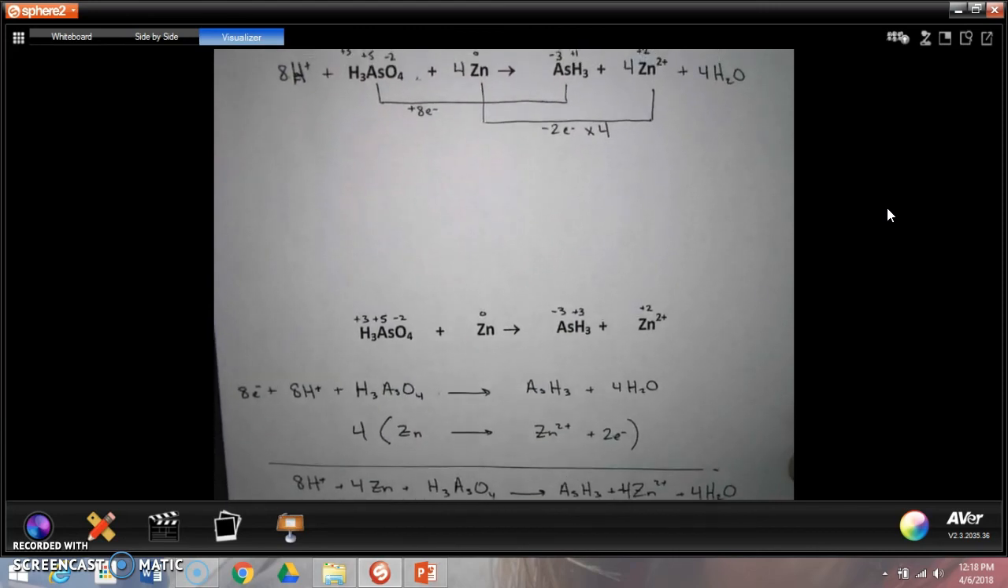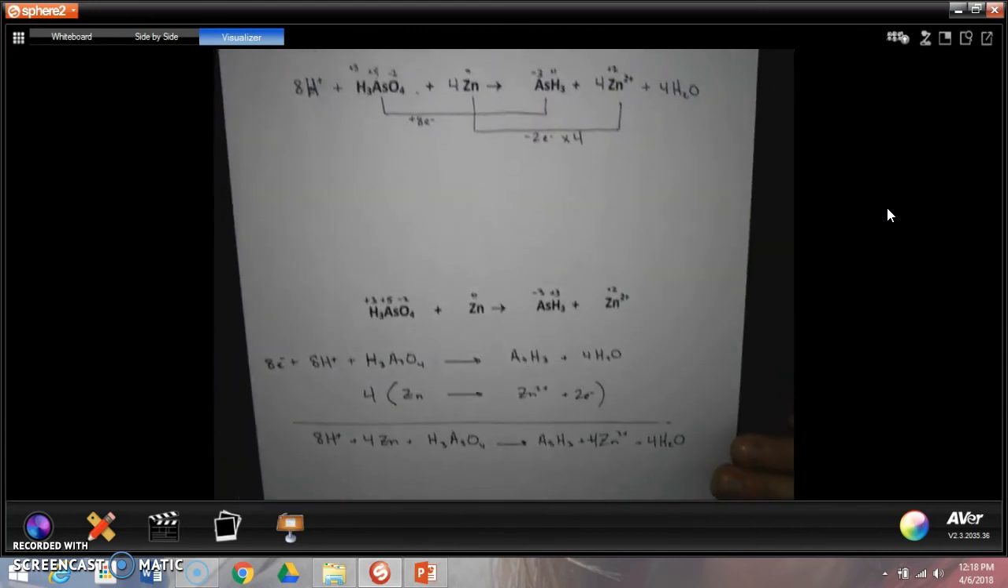Can I get it all in one shot? Go up a little bit.